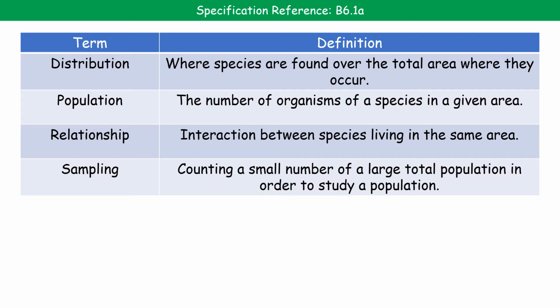Before we can delve into that, what we need to know are four key terms. First one, distribution, which just talks about where species are found over the total area on where they occur. Population, number of organisms of a species in a given area. Relationship is interaction between species living in the same area. And sampling is what we do when we count a small number of the total population so that we can study it.